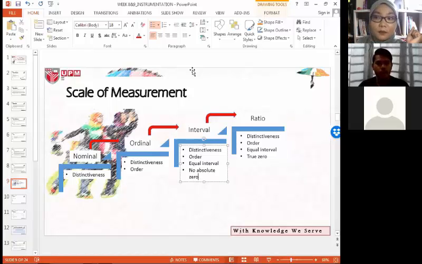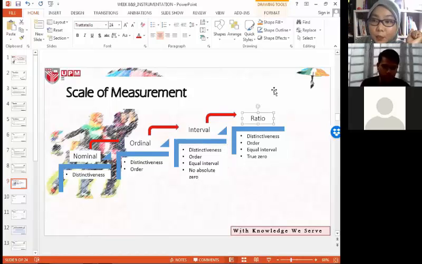So cognitive is very difficult to measure. And if let's say you score 0, it doesn't mean that you know nothing about that particular subject. That is what cognitive means, something related to thinking. Let's say you score 0, it does not necessarily mean absence of the attribute. Okay, the next one is ratio.